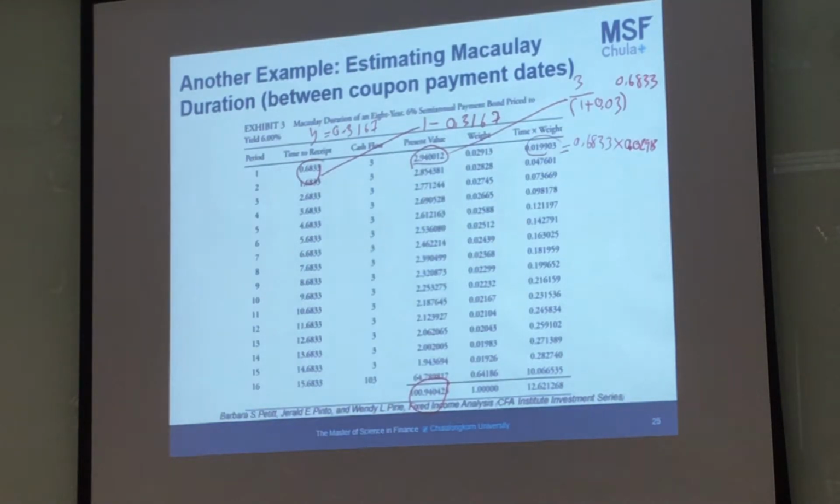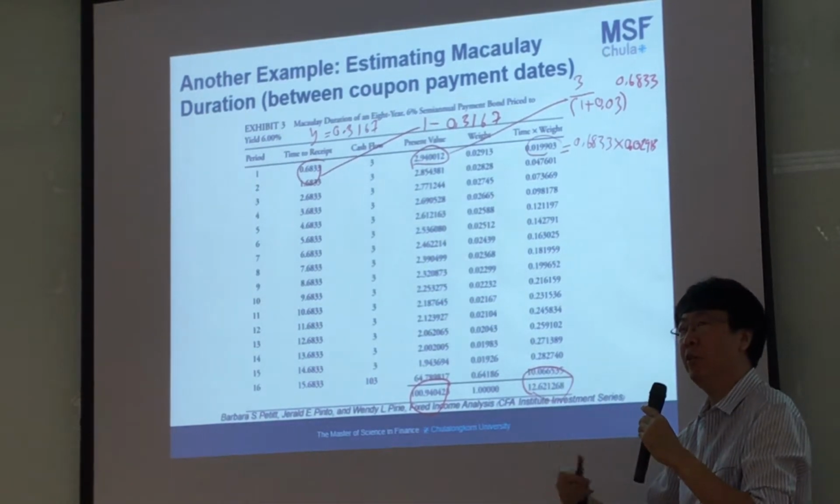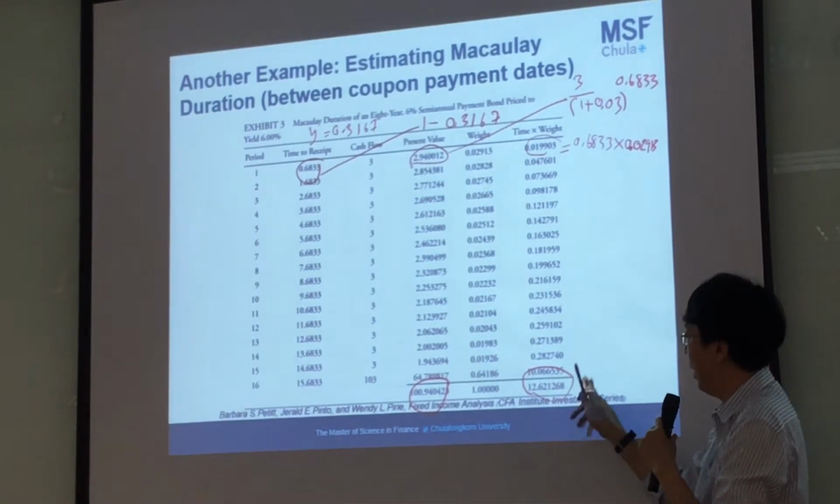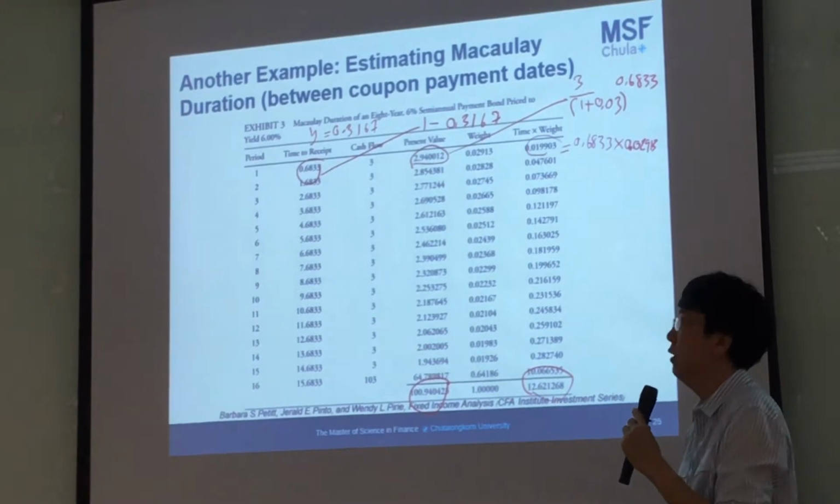Okay, this Macaulay duration, the unit is in half year. If you want to convert this duration into years, you have to divide by 2, because the coupon payment occurs every 6 months. So you divide by 2 to get the Macaulay duration in years.